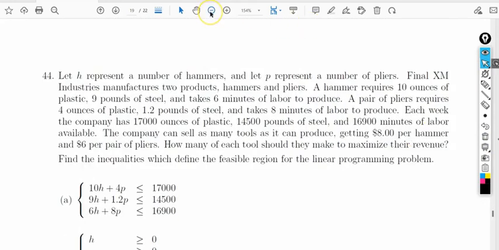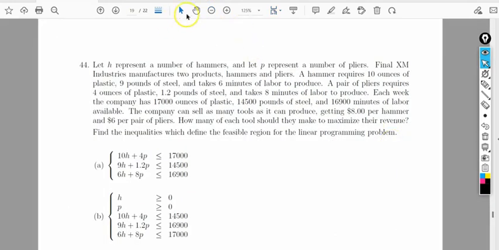Okay, so let's come to this one. We're talking about hammers and pliers. You cannot have a negative number of hammers and pliers. And so from the get-go, your number of hammers has to be at the very least 0. Ditto for pliers. This has to be part of your system. And it's not in this first system here. So it's not going to be that one.